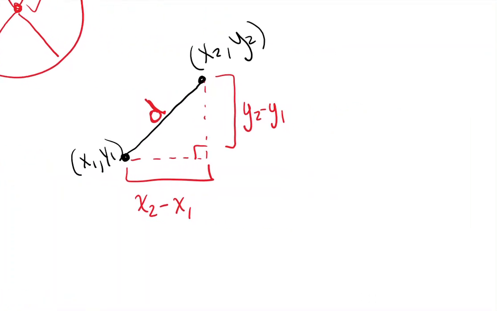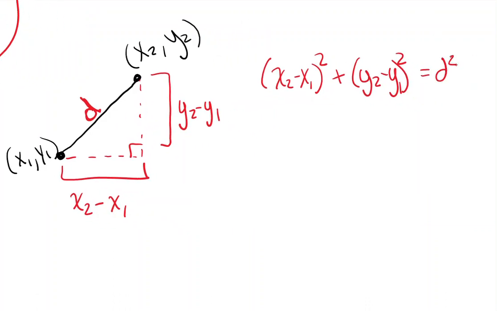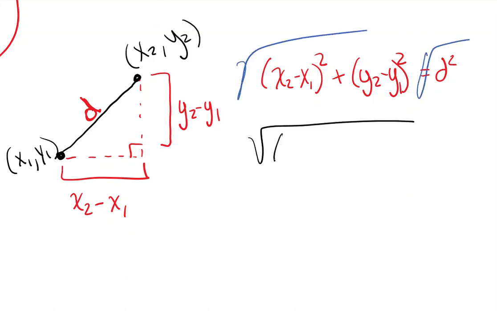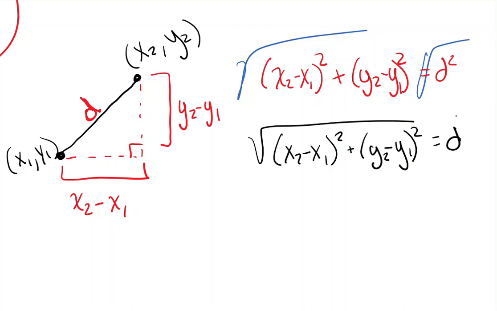You can see that these are sides of the triangle. If we use the Pythagorean theorem, which I hope everybody remembers, the side squared plus the side squared equals the hypotenuse squared. So you get x2 minus x1 squared plus y2 minus y1 squared, and that equals the hypotenuse squared. If I take the square root to get d by itself, we can see how that's constructed. In your homework tonight, you're going to use the distance formula to help calculate the radius, the center to the outside.